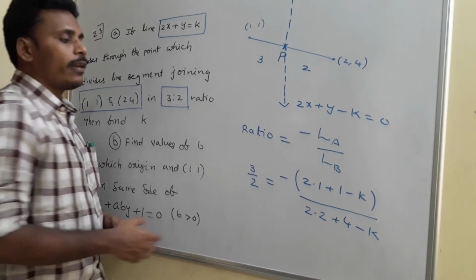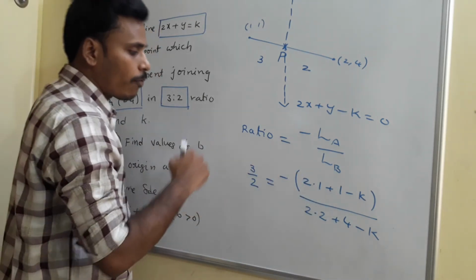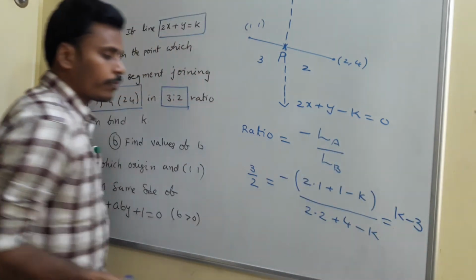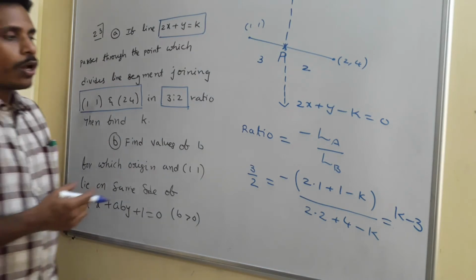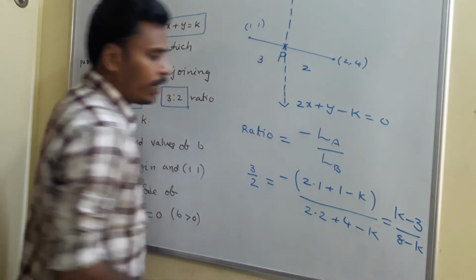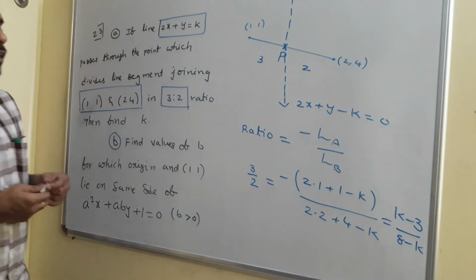If you look there, 2 plus 1 is 3, 3 minus k, and already we have a minus sign here, so it becomes k minus 3. And in the denominator, 2 into 2 is 4, 4 plus 4 is 8, 8 minus k. And this side we have 3/2. And then just do cross multiplication.